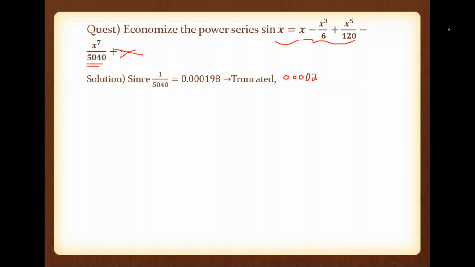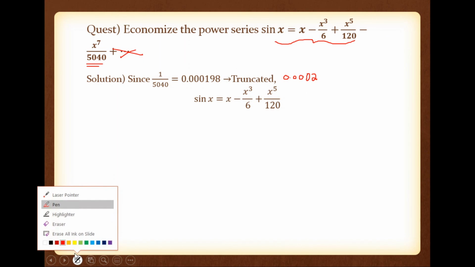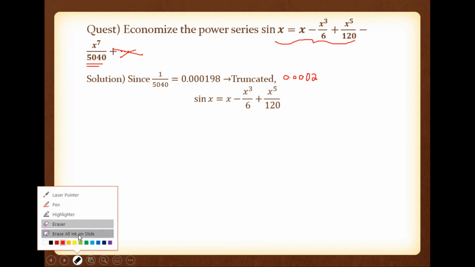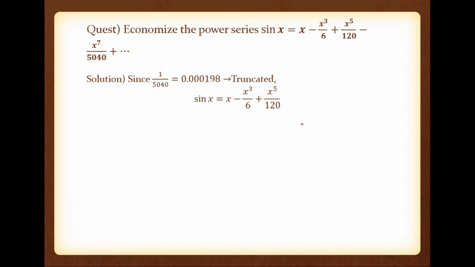So consider this one. So we can write sin x is equal to x minus x raised to 3 divided by 6 plus x raised to 5 divided by 120. Okay. So now we can easily replace the remaining terms. So any other possibilities here? Yes.